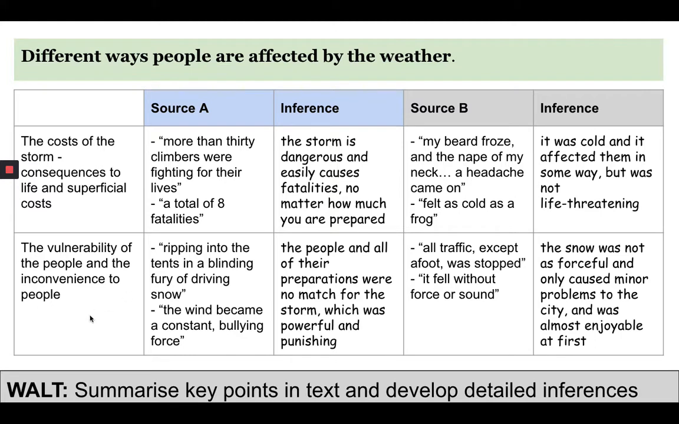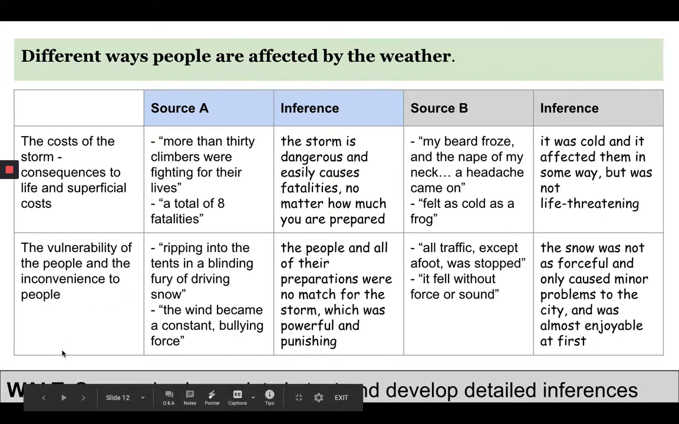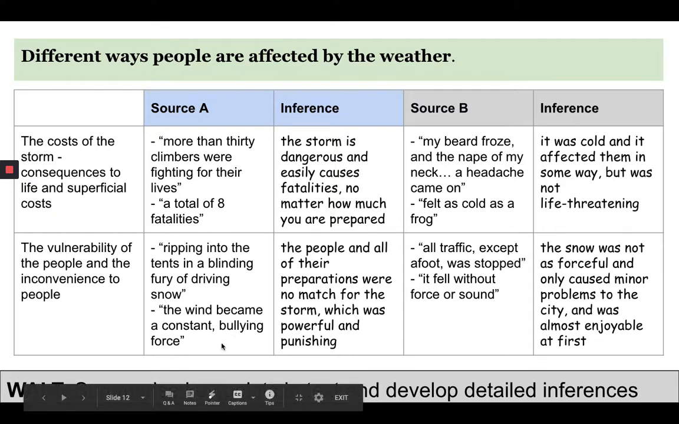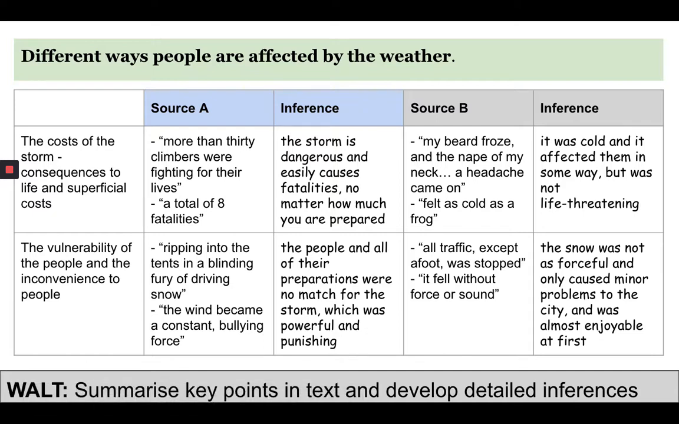Another point, the vulnerability of the people and how it inconveniences them. Well, in source A, it was ripping the tents, in a blinding fury of driving snow. That's your only shelter, and it's being ripped apart. Think about the word. Don't comment on language, but ripping really shows you just how powerful it was. And I like this quote, the wind became a constant bullying force as well. So what does that suggest to us? All right, the people, for all the preparedness, were no match for the storm, okay? It was powerful, it was punishing. They couldn't escape it, and they were at the mercy, really, of the storm, okay?